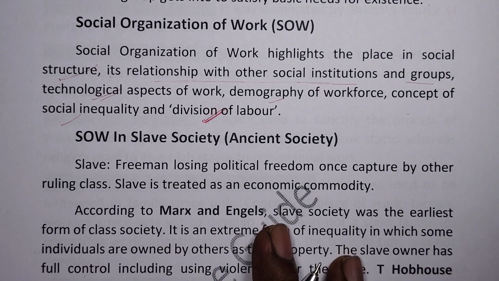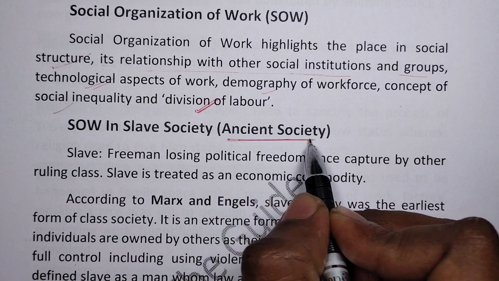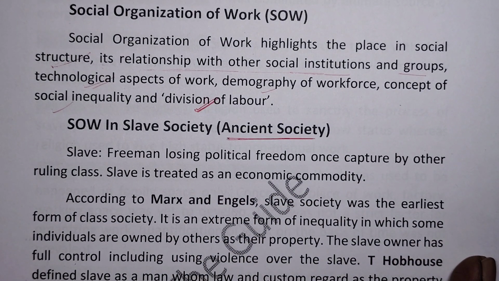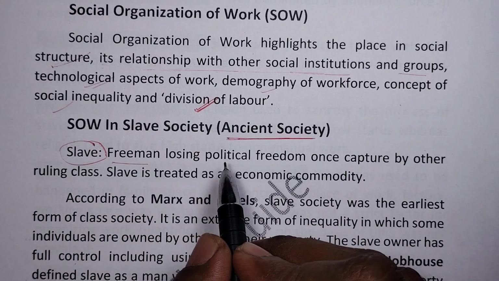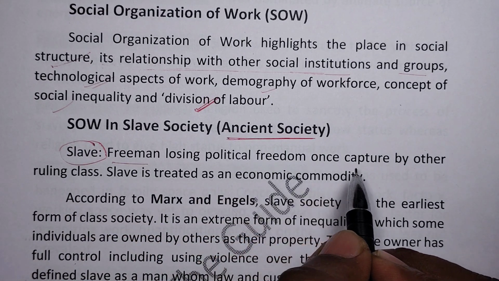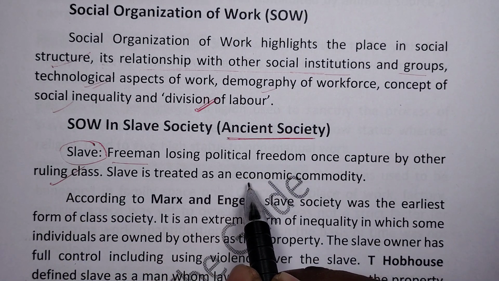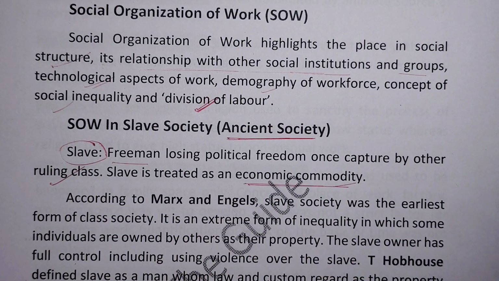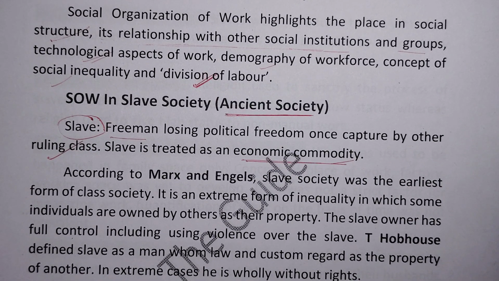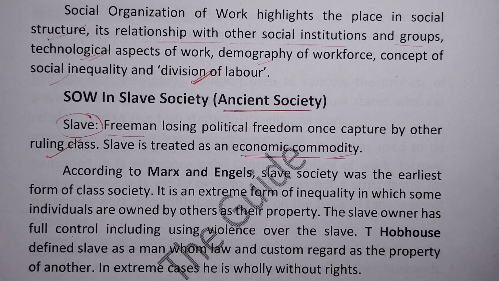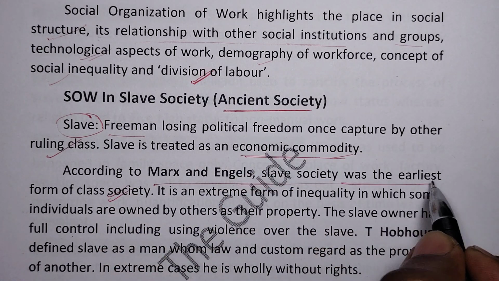Social organization of work in slave society, that means in ancient society. What was a slave? A free man losing political freedom once captured by the ruling class. A slave is treated as an economic commodity. According to Marx and Engels, slave society was the earliest form of class society.